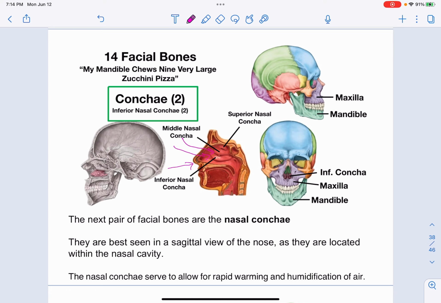The nasal concha do not have any features. What you need to do when we are in lab is to look or ask me for the half head model. It is a plastic model that is a sagittal section of the head, and you can see the nasal concha in that model.